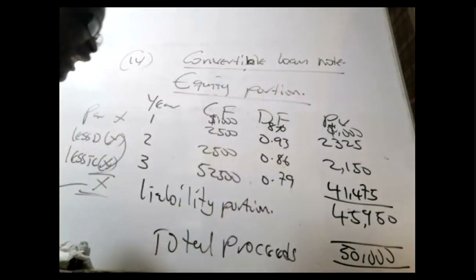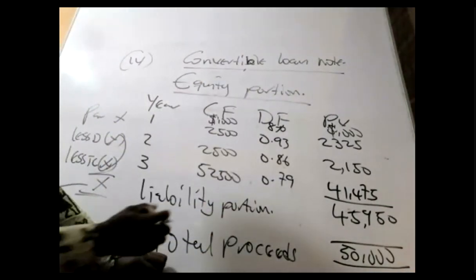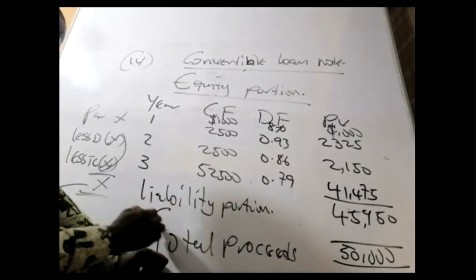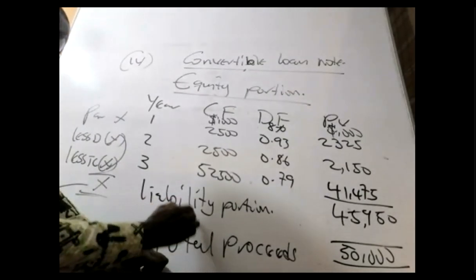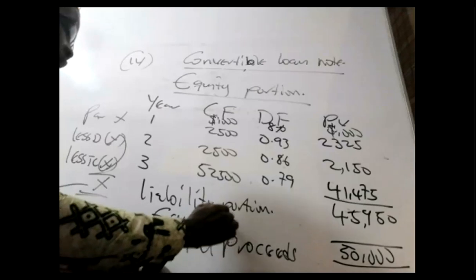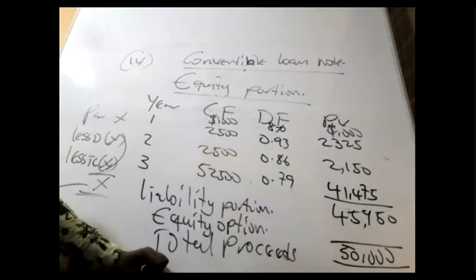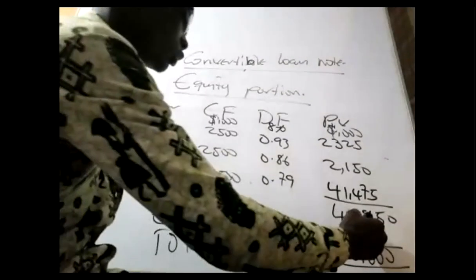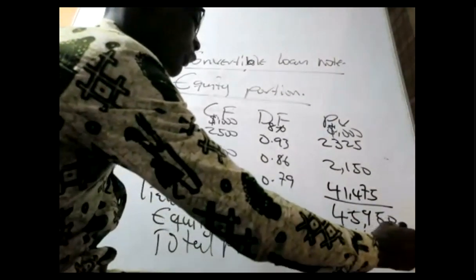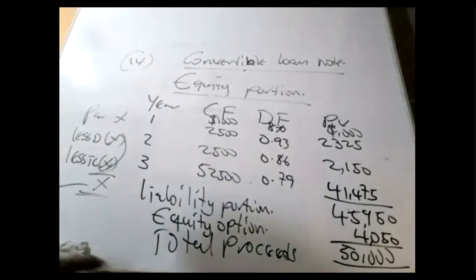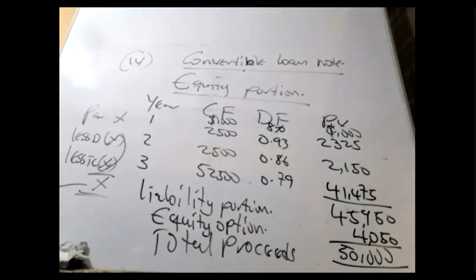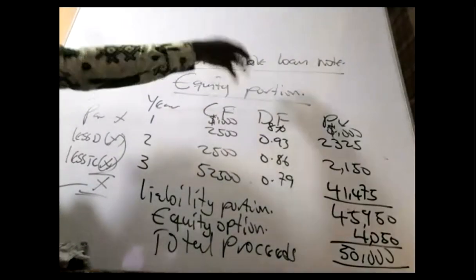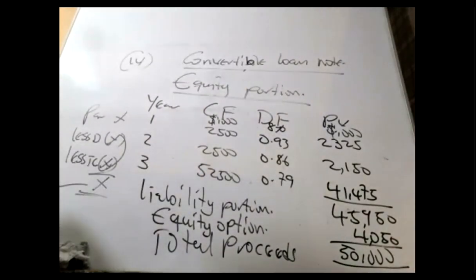Now, can you find the difference between this and this? That becomes the equity component or the equity option. Can you tell the examiner it is equity option? Equity option. That's 4,050. That's the equity portion. So we've been able to break this total convertible liability into two.